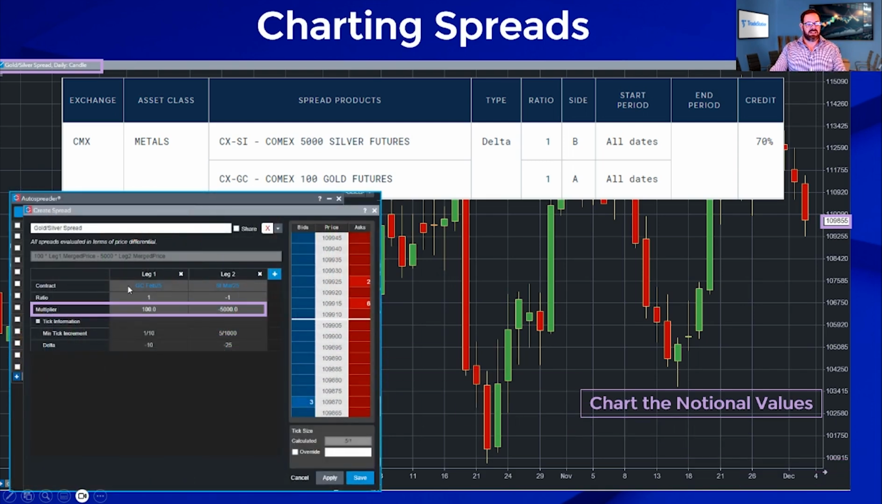So again, I put in gold February 25. This is on the auto spreader. Silver March 2025. Notice different months, February, March. That's fine. You trade whatever the most active contract is, or whichever one you want for that particular seasonal move, which we'll talk about. The multiplier, gold is 100, silver is 5,000.